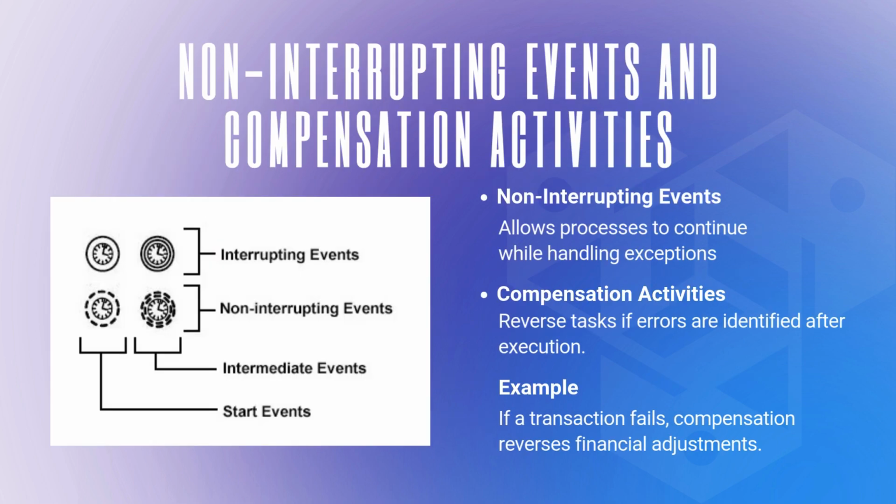Next is non-interrupting events and compensation activities. So, non-interrupting events allow a process to continue while managing exceptions. For instance, a non-critical error can be addressed without halting the entire process. Compensation activities are designed to reverse completed tasks if errors are identified afterwards, such as reversing financial adjustments in the case of a failed transaction.